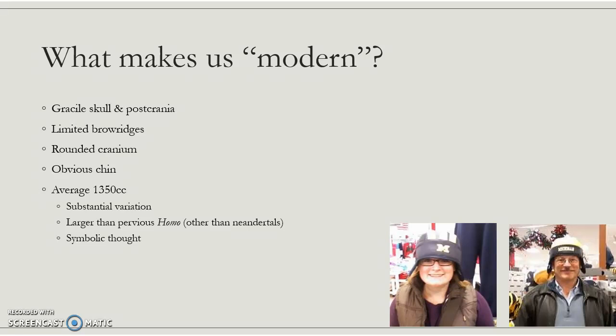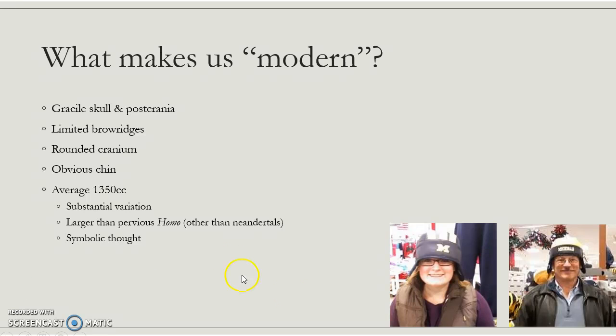You don't need to know the cranial capacities or anything. But what you do need to know is that our cranial capacity is slightly larger than archaic Homo sapiens, but slightly smaller, sometimes by around 100 cubic centimeters, than Neanderthals. And we have a lot of variation in cranial capacity.